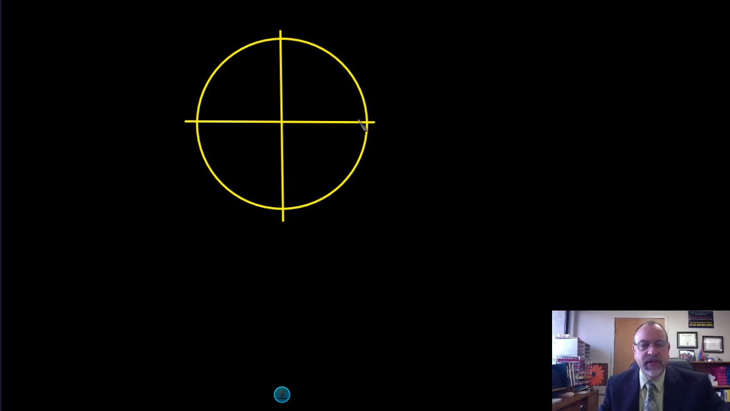So let's begin by, again, going back to our unit circle. This circle has a radius of 1, so we talked about this coordinate then being the coordinate 1, 0, and so that would make this coordinate 0, 1. The coordinate of this point would be negative 1, 0, and this coordinate here would be 0, negative 1.